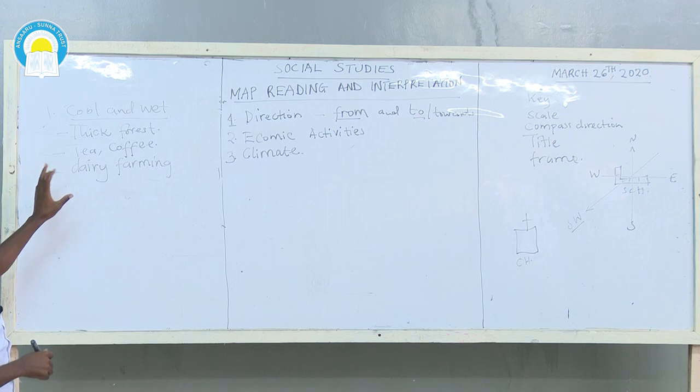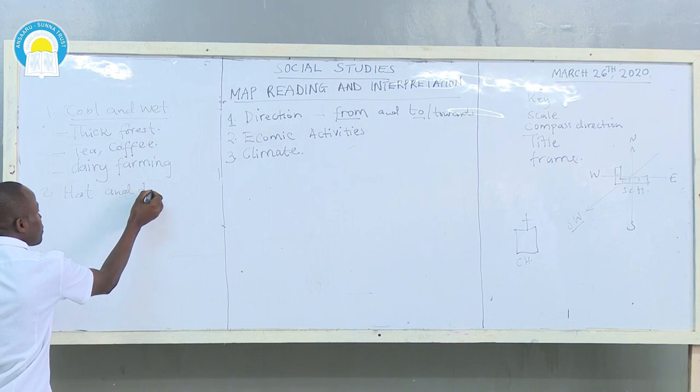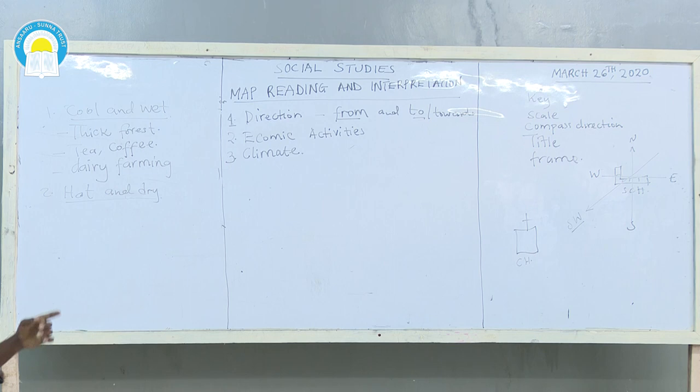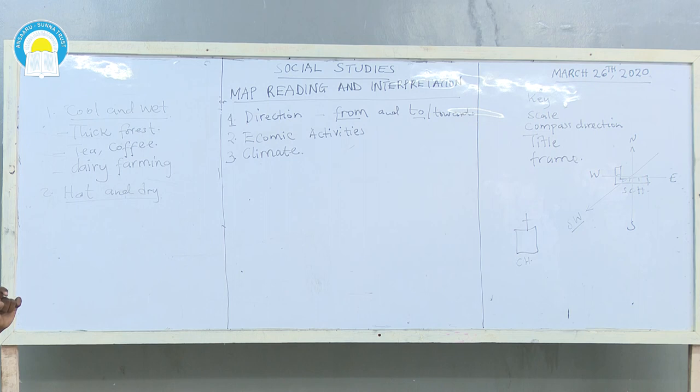Number two is hot and dry. Just like we have said in number one, the vegetation can also help us tell whether a place is hot and dry or not. There is some vegetation that is found in arid areas. Arid areas are the dry areas we are talking about.